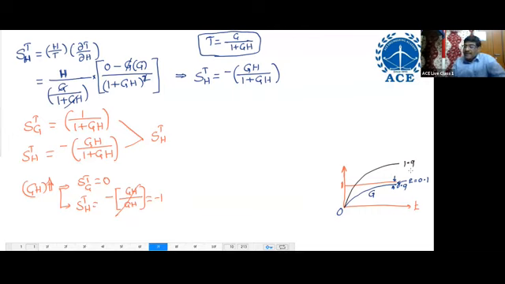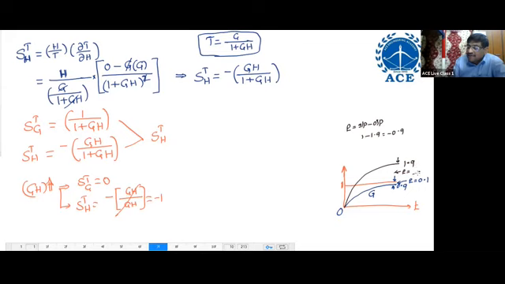That means what is the error here? Find the error: error means input minus output. So for G, input is 1, output 0.9, error 0.1. Here, what is the error? Input 1, output 1.9. That means 1 minus 1.9. How much? Minus 0.9.